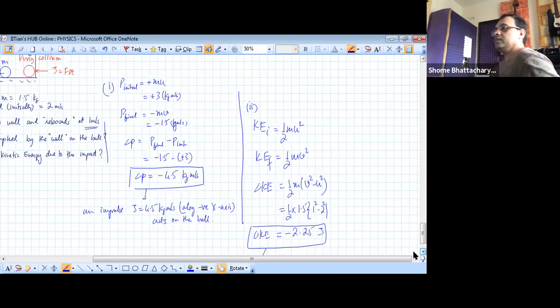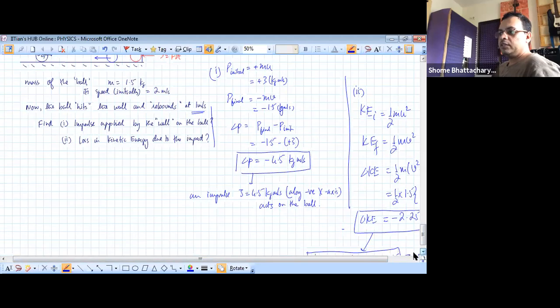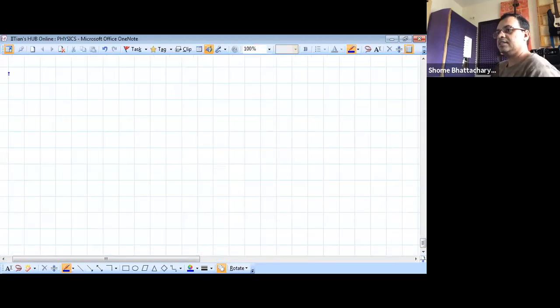Okay, so now let's do a trickier version of this question, where you'll have to involve a little bit of your equations of motion that we discussed in the last few lectures. So next example, something like this is happening.